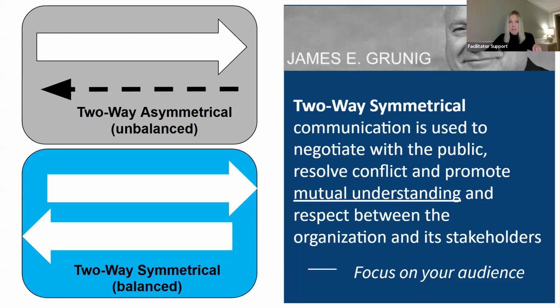But again, there's press agentry, that's one way. Public information is one way. There's two-way asymmetrical, so two-way, but it's not balanced. And then there's two-way symmetrical, and it's balanced, but also it's mutually beneficial.